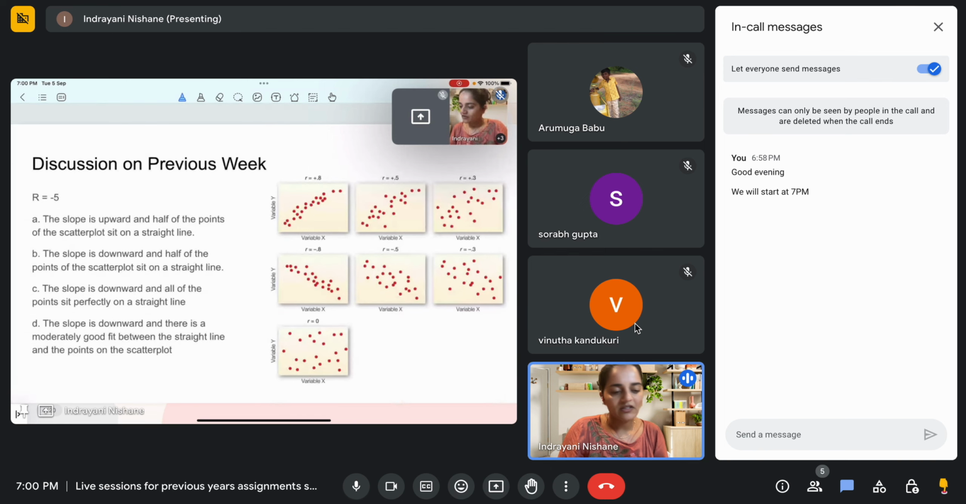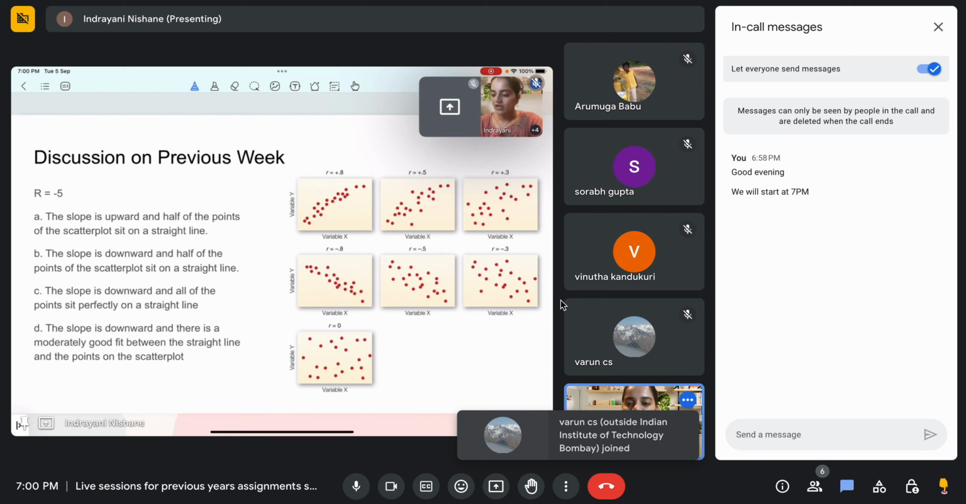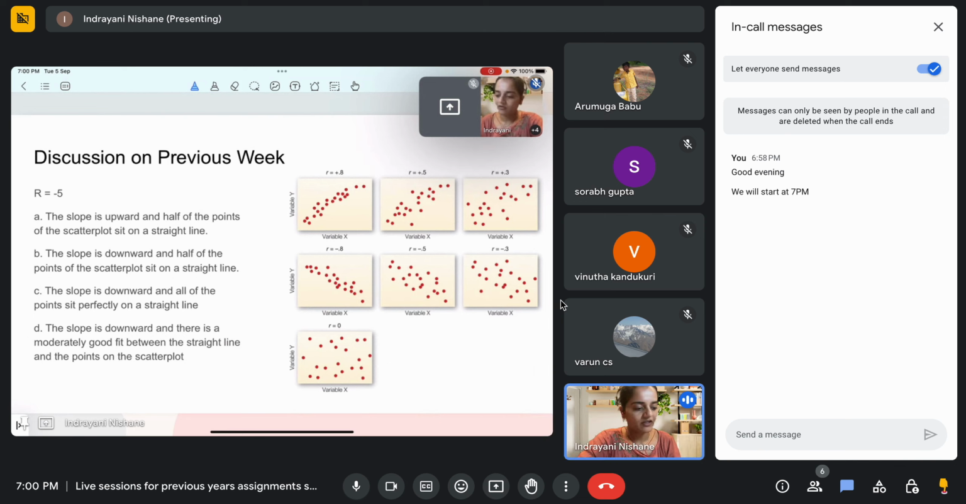We'll start by discussing one question which quite a lot of you raised concerns about in the discussion forum. Last week there was one question where the correlation coefficient was -5 and we selected option B as the correct answer, whereas the correct answer is option D.